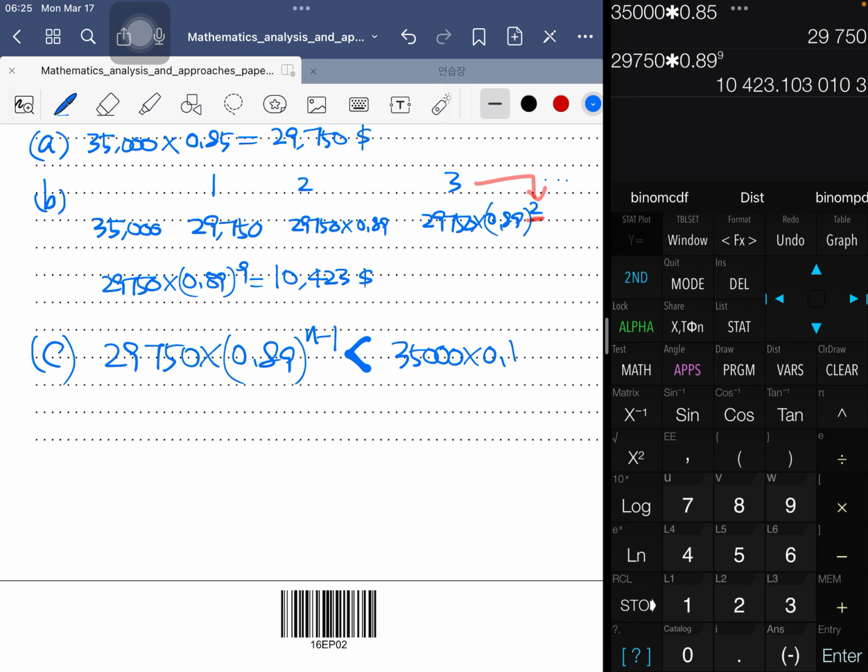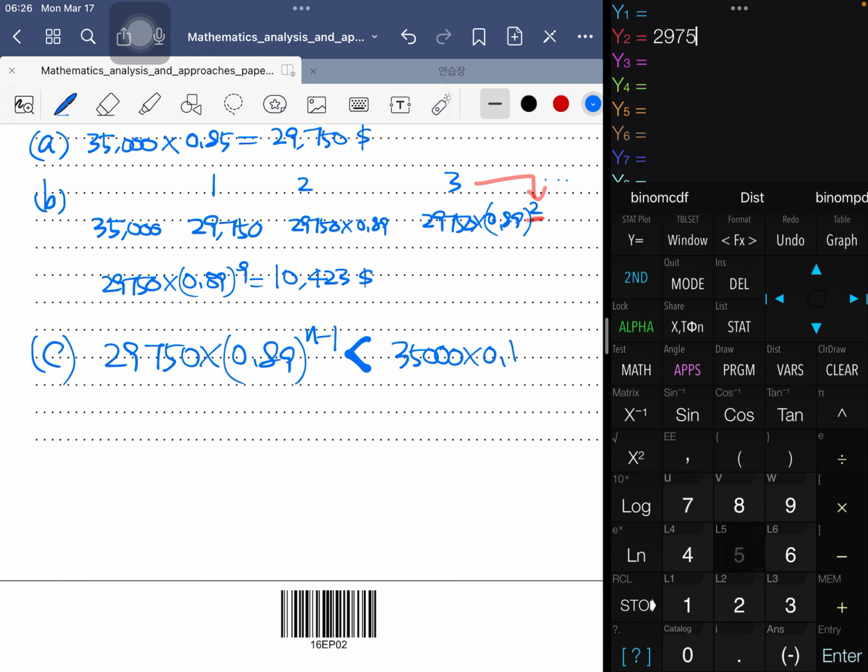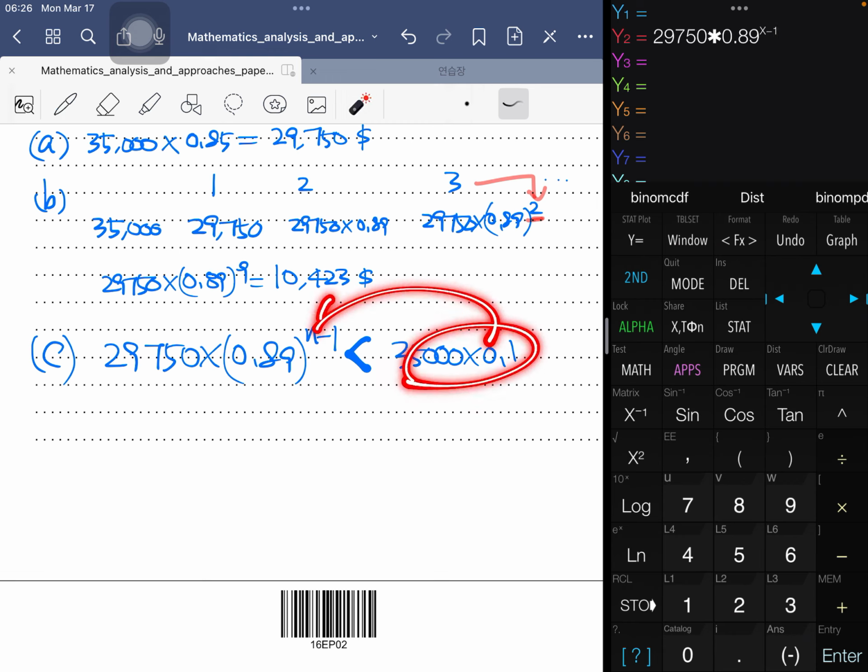How do we do that? So we go to graph. We can graph out this one. So 29,750 times 0.89 to the x minus 1 power, and then this 35,000 times 0.1 value can come to the left side, so it's going to be minus 35,000 times 0.1. So we need to find where this value is less than 0. So go to graph.